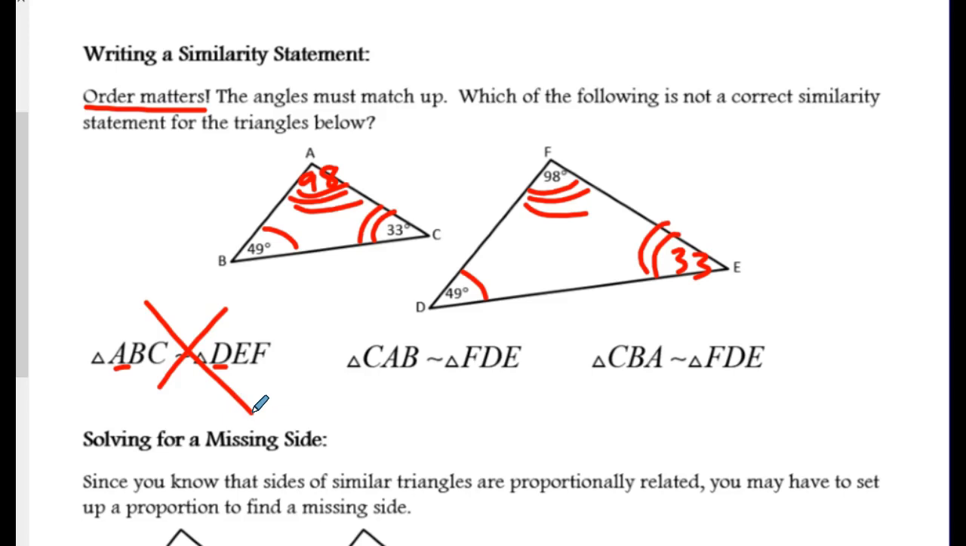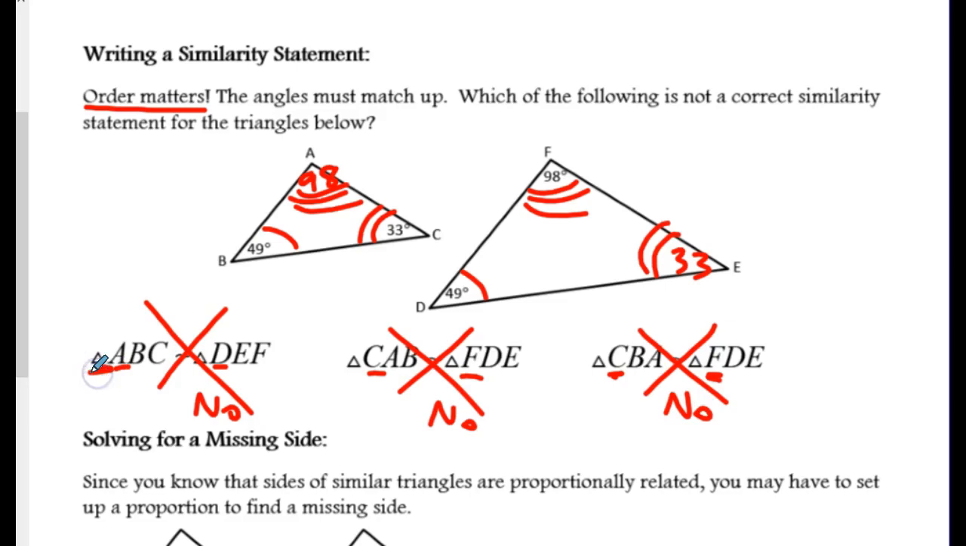Okay, what about the next one? Angle C corresponds with angle F. C is 33. F is 98. Does that correspond? No. Okay, on this one, angle C, angle F, same exact problem. C is 33. F is 98. That's also no. Okay? So you see how those don't work because the order matters. I know on your notes there's little boxes there randomly that's supposed to be triangles, okay? So make sure these are little triangles.